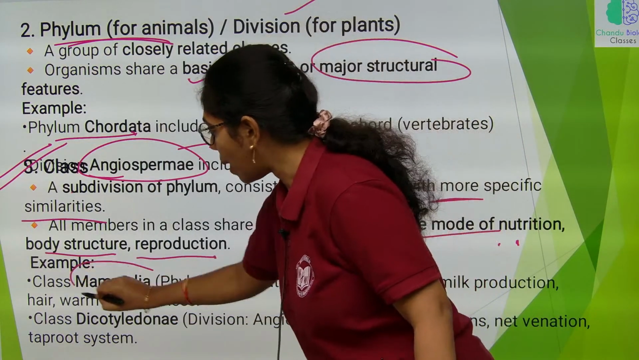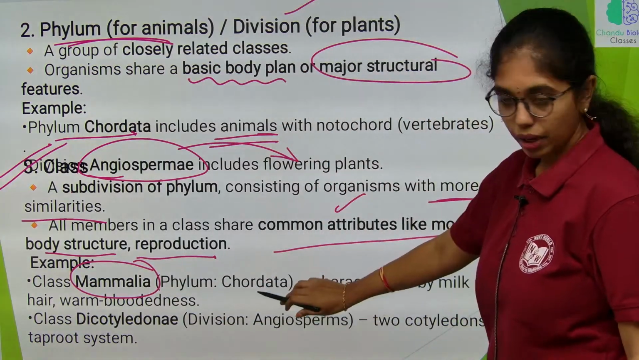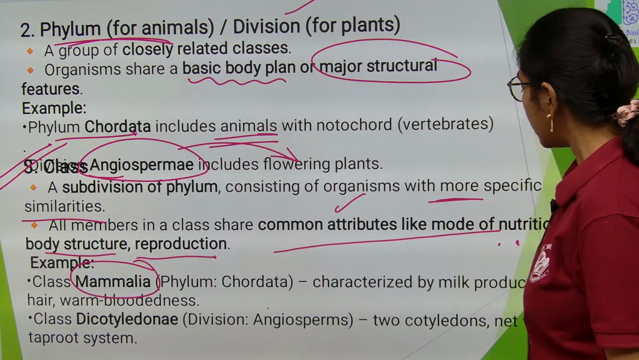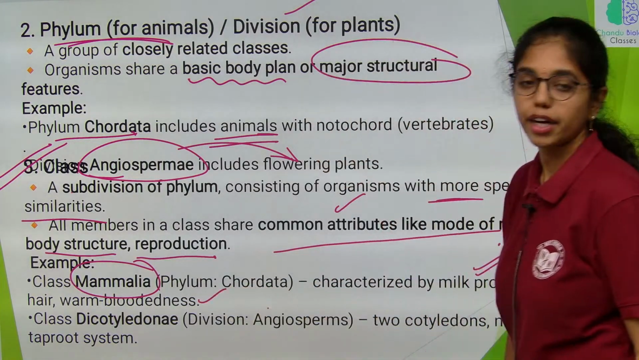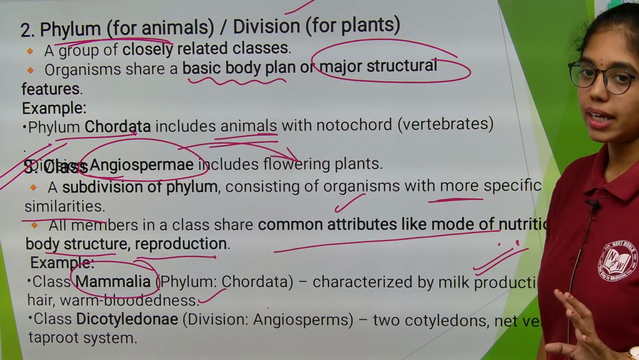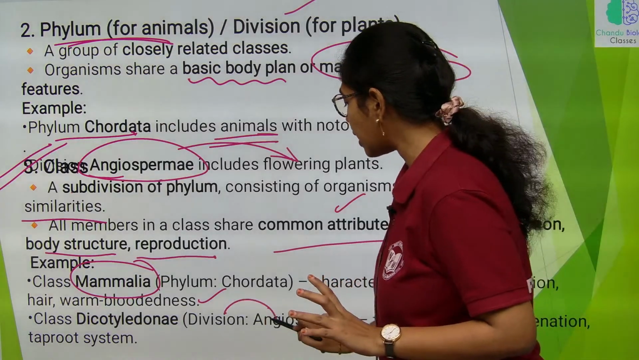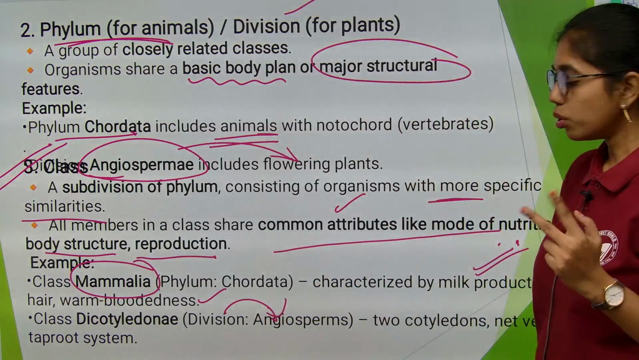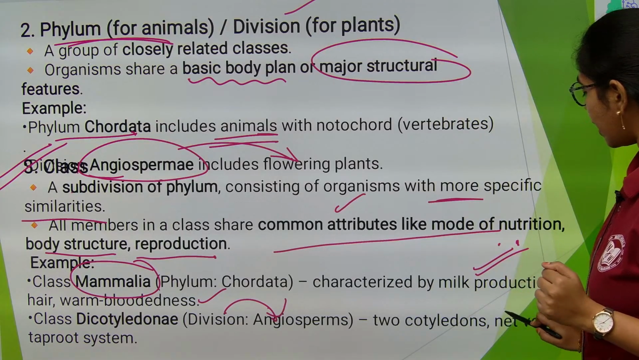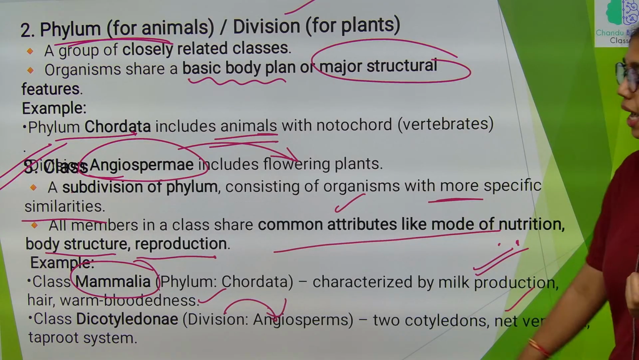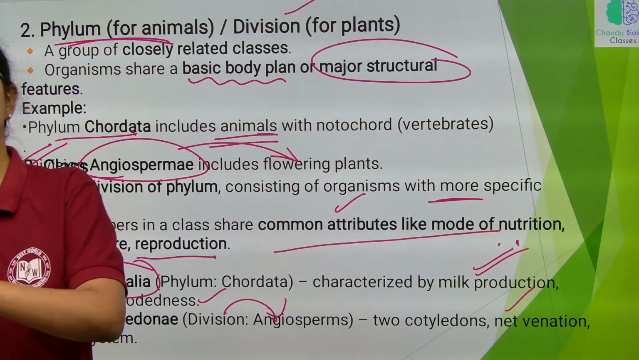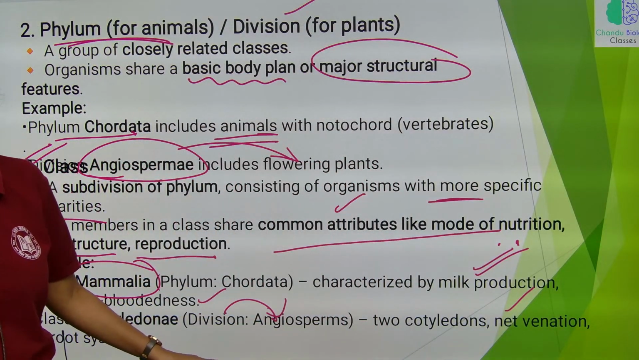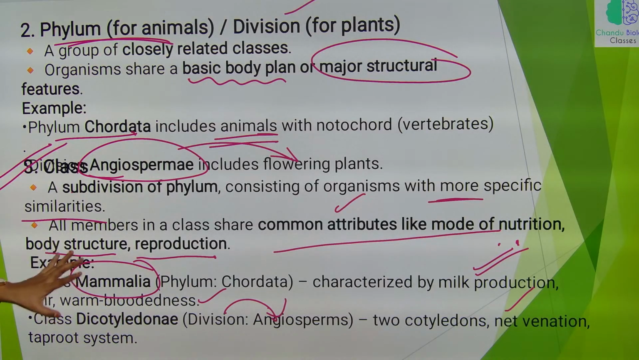Examples like Mammalia, which belongs to the phylum Chordata, they are characterized by what? Milk production and they are warm blooded organisms. In Dicotyledons class, which is under the division Angiosperms, there are 2 cotyledons, reticular venation and taproot system. These are the common features which are shared by all organisms which are placed in dicotyledons. So, this is with respect to class.